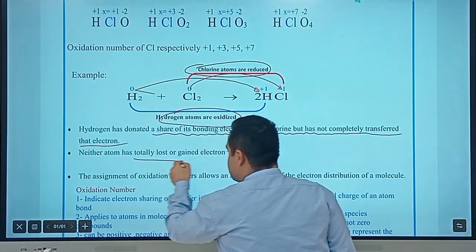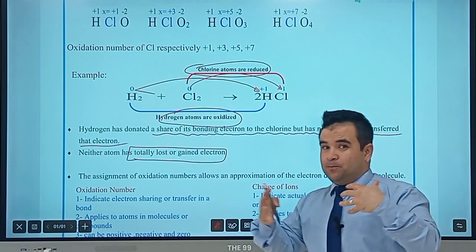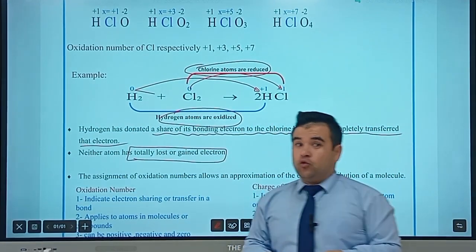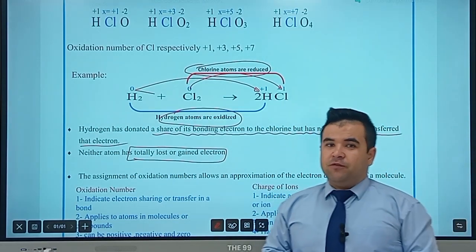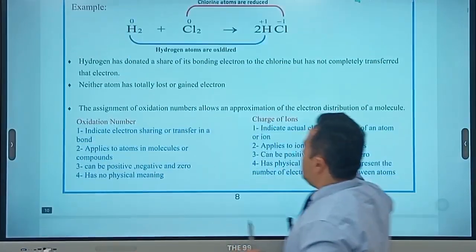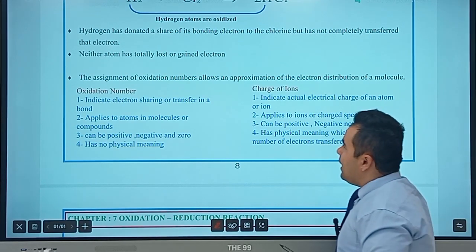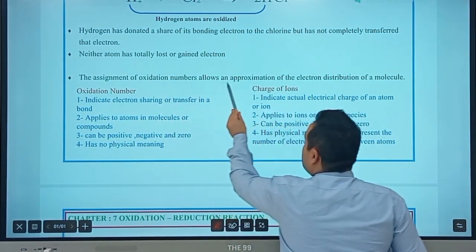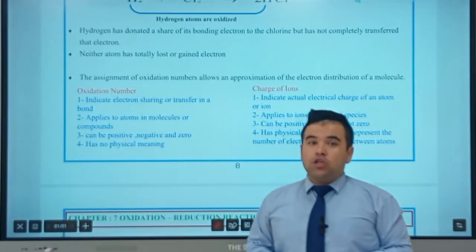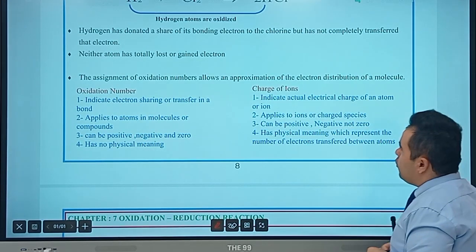Neither atom has totally lost or gained the electron in the above, because we have sharing of electrons in between. That's an example to show that the oxidation number is not specified only for ionic compounds. There will be a redox reaction for molecular compounds as well. The assignment of oxidation number allows an approximation of the electron distribution in a molecule. So the oxidation number talks about the distribution of electrons in molecules.